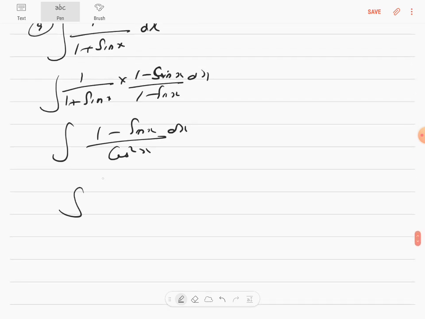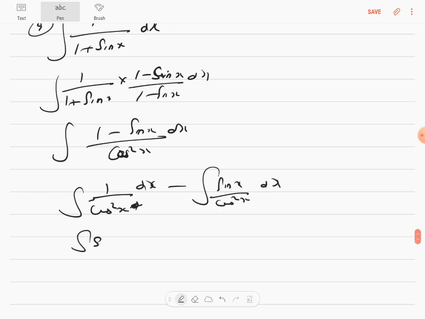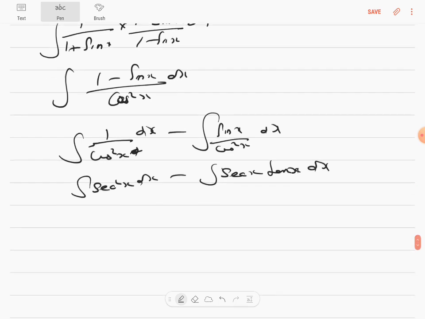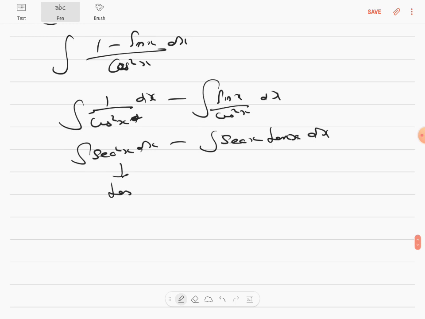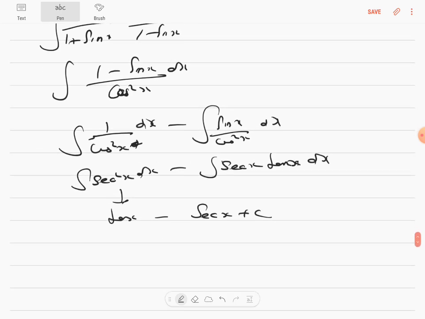Split this up. Whenever there's a single term, you try to always split it up. 1 by cos square x dx minus integration of sin x by cos square x dx, which is secant square x dx minus secant x tan x dx. So this itself is tan x, this itself is secant x, plus c.